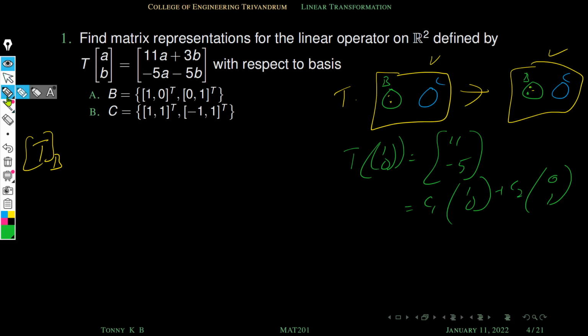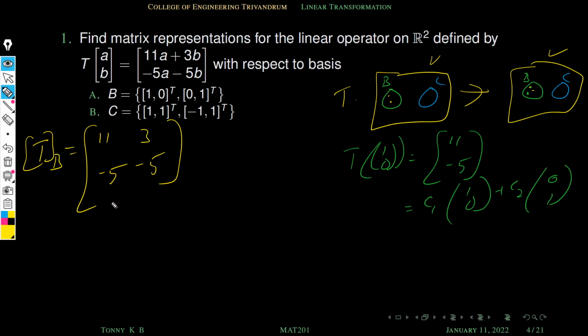Okay, that's the idea. So we can easily find the coordinates, which give the first column. What is the first column? C1 is 11 and C2 is minus 5, so (11, minus 5), right? And similarly you can find the second column. You find the image of the second element, then write that in terms of B, then find the coefficients. That is our second column. That is actually (3, 5). Okay, so this is the matrix of T with respect to B.